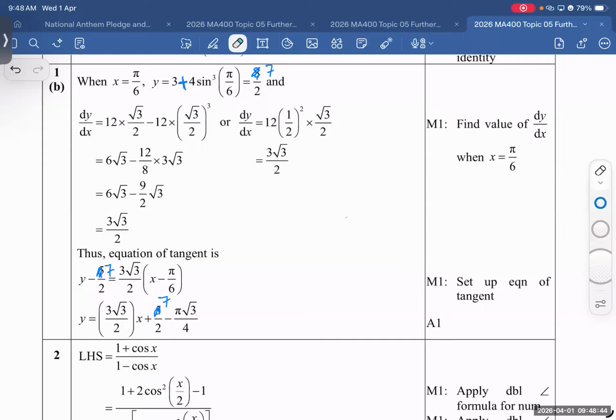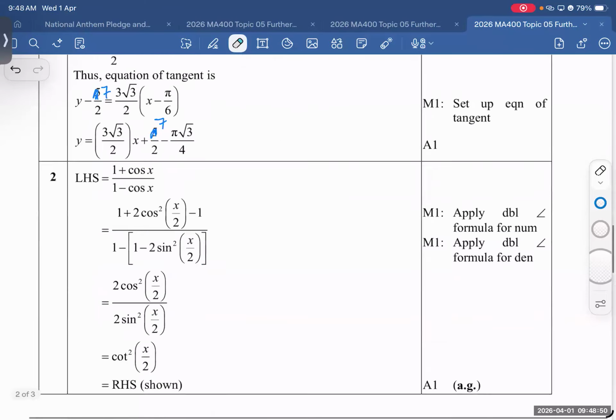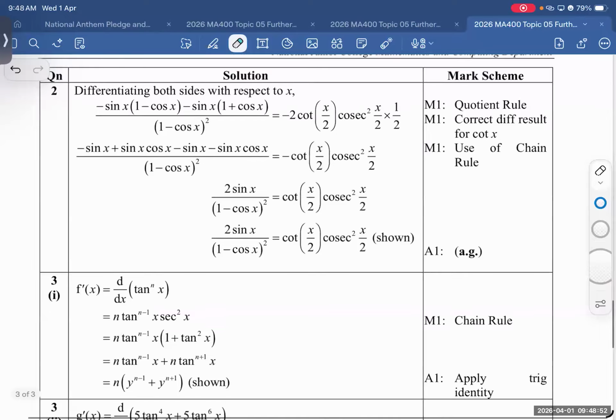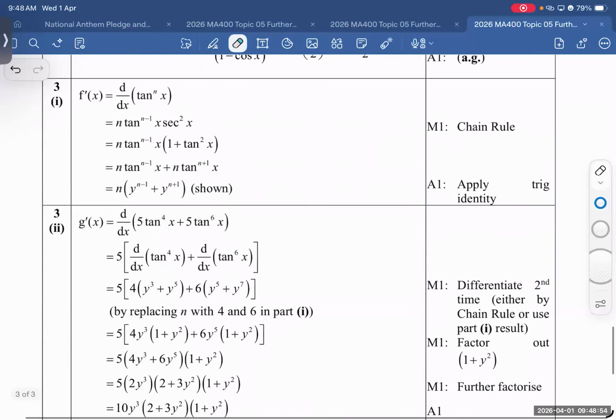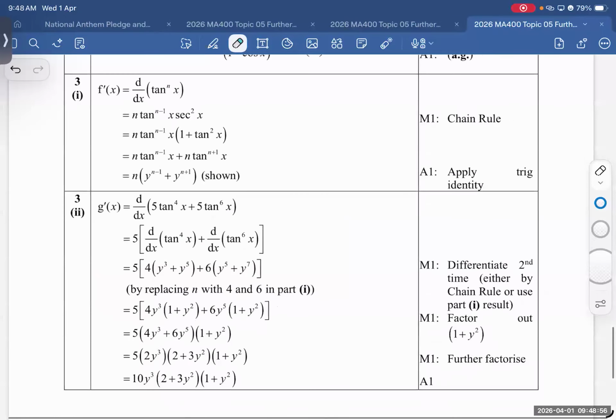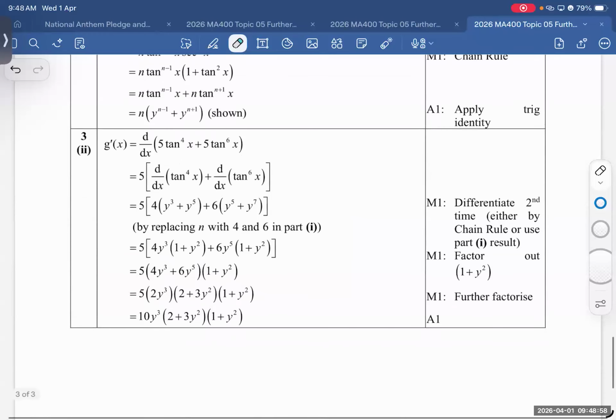So this is question 1. Question 2, I think, is a proof, so there's nothing to show you. Question 2 is a proof. Question 3, part 1, also a show. Question 3, part 2.